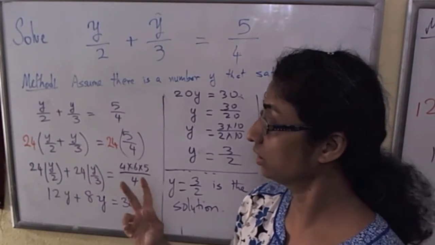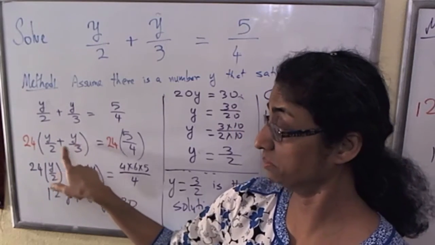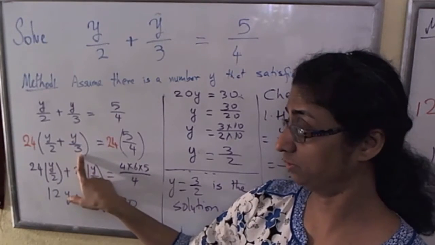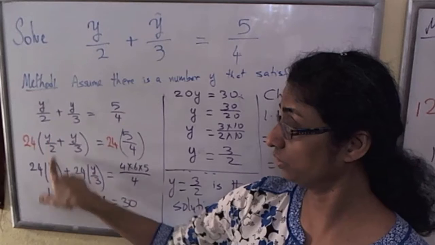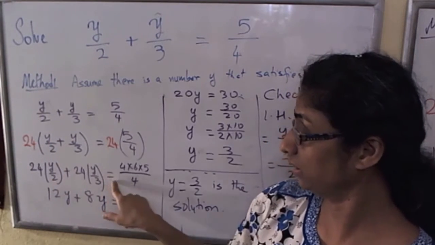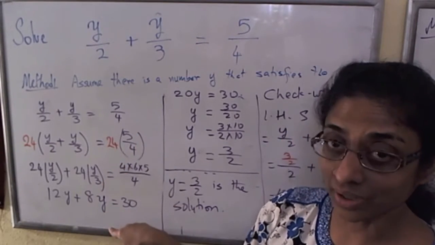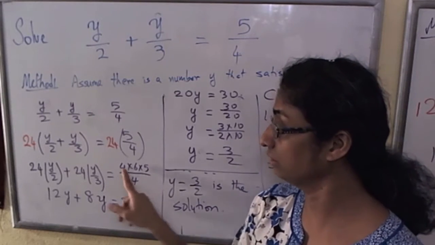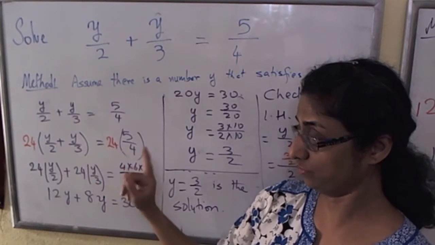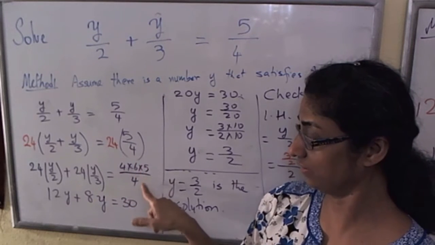Now at this point, we simply apply the distributive law of numbers, because y is a number, this is a number, and this is a number, and that's a good place to apply the distributive law. When we do so, we get 24 times y/2, plus 24 times y/3, equals, and here instead of multiplying 24 times 5 and then dividing by 4, I handle the numbers in this manner. I think ahead, and I know 4 is going to go into 24, so I write 24 as 4 times 6, and then 5, 4.